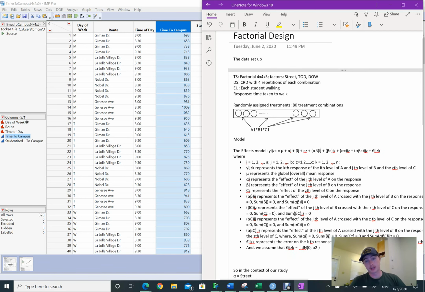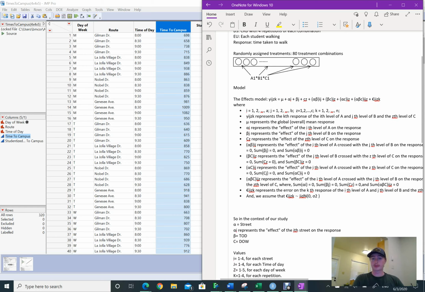So here you can see a little example of how the random assignment may have gone. Each circle represents an experimental unit, so a student, and this is the first treatment combination, and you can see that it has 4 different randomly assigned students. This would be similar for all other 79 of these treatment combinations, just randomly assigned to these 4 students.